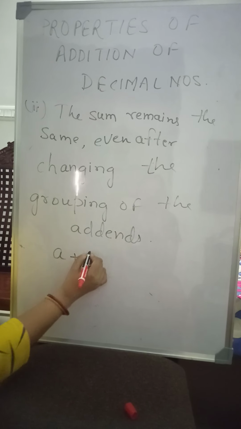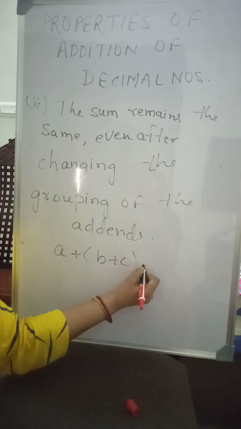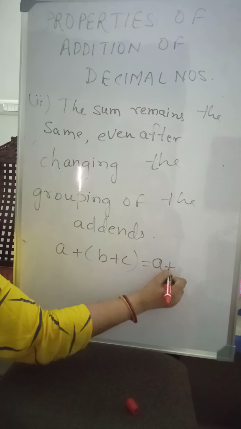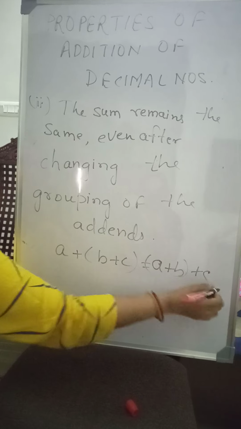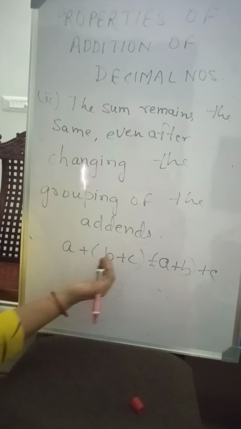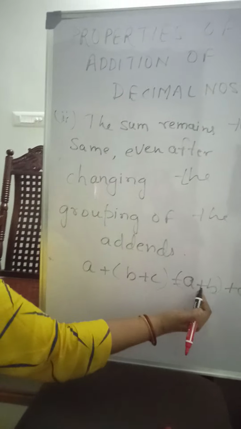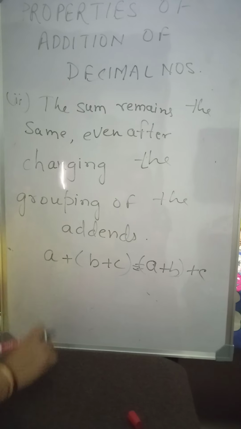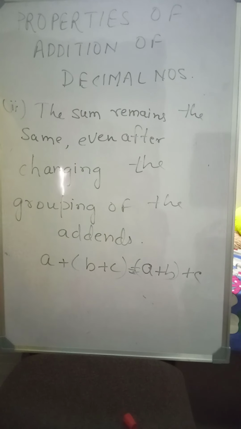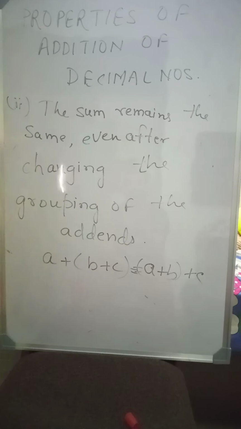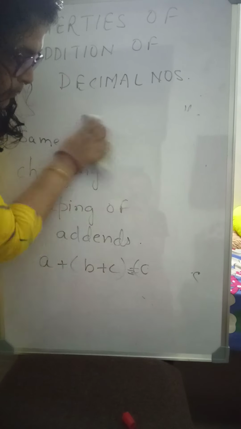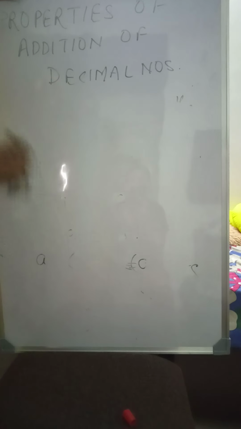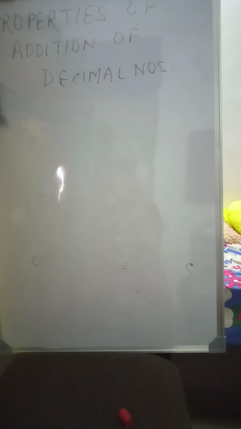For example, (A plus B) plus C is always equal to A plus (B plus C). All of you see here the grouping is changed. Here second and third addends are grouped. Here first and second addends are grouped. But the result is always the same. This is the second property. Now come to the third property. Property number 3.